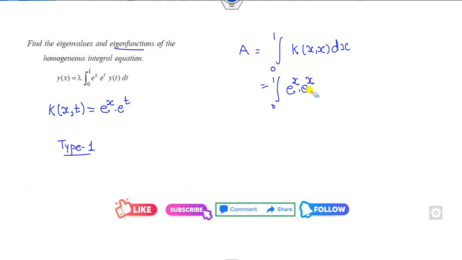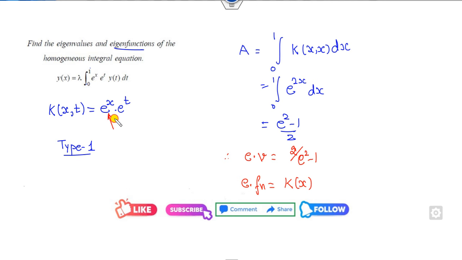So e of x times e of x is e raised to power 2x. What is the integration of this? This is (e square minus 1) over 2. Therefore, what is the eigenvalue? The eigenvalue is the reciprocal of this, 2 over (e square minus 1), and the eigenfunction is k of x. What is k of x? This is my k of x. That's the answer to this question.